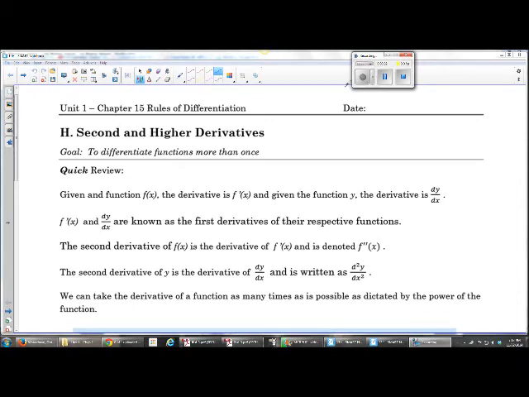Hi, welcome to lesson 15H, second and higher derivatives. The goal of today's lesson is to differentiate functions more than once.